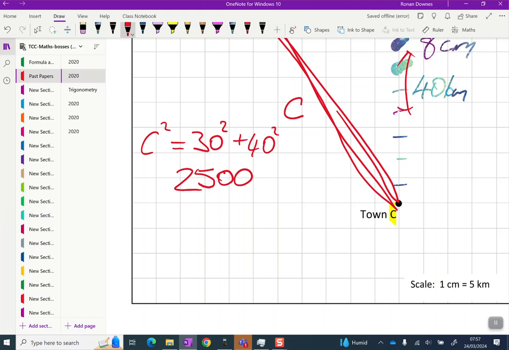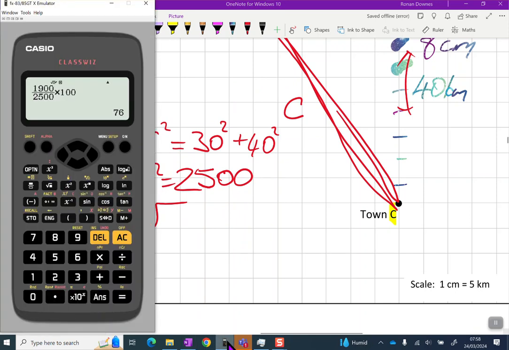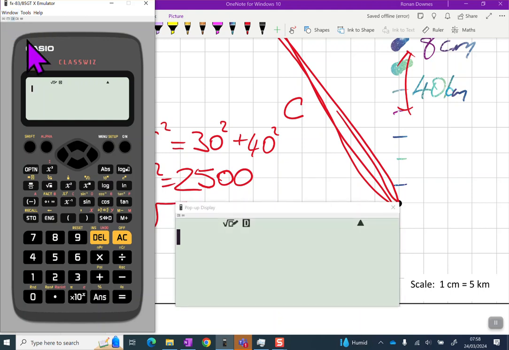Okay, but we're not looking for C squared, we're looking for C. So how would we get C? We'd go with the square root. I'll show you all of that on the calculator actually. So you're going to go 30 squared, using your square button here, plus 40 squared. Okay, and then you're going to go to square root, and you're going to go, well, square root of what? Square root of the answer.